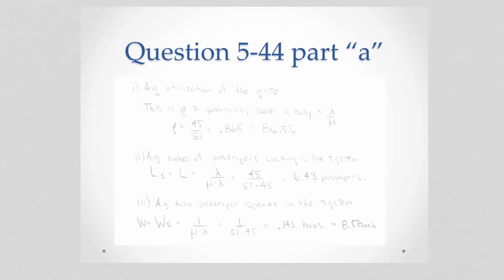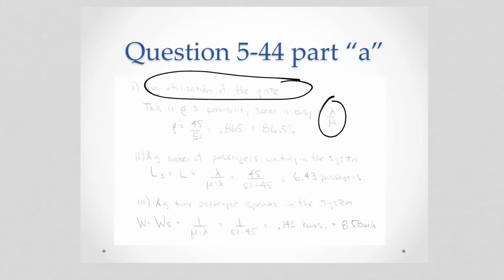The first one was the average utilization of the gate. Remember we talked about this briefly in class, that utilization is rho. This is the symbol for rho right here. Rho is also known as the probability the server is busy, which is actually the opposite of the probability of nobody in the system, P0. So very simple, it's just lambda over mu, 45 over 52, and we get 0.865 as the answer.